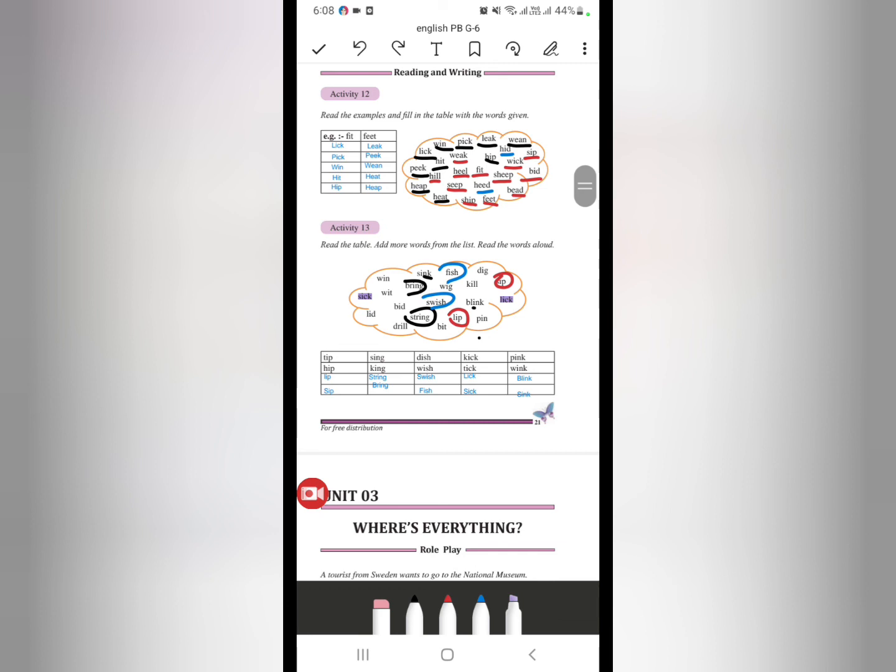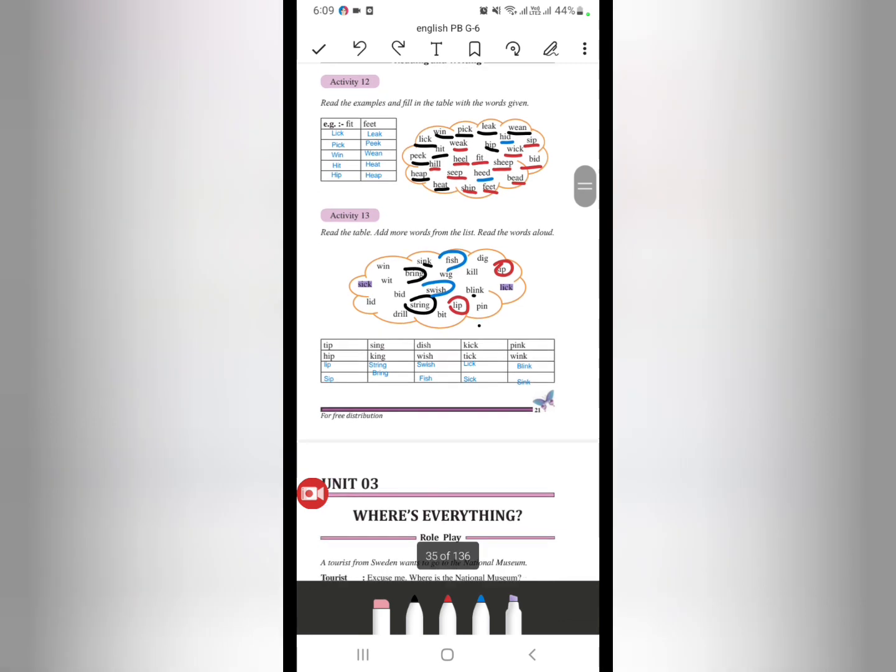Kick, tick, lick, sick. Kick means kicking someone, kicking a football. Tick means ticking, that means correcting a work. Lick means licking an ice cream. Sick means a patient is sick. Now we'll go to the next grid.